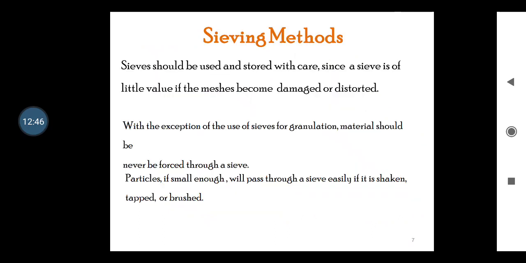So sieves should be used and stored with care, since a sieve is of little value if the meshes become damaged or distorted. With the exception of the use of sieves for granulation, materials should never be forced through a sieve, and the particles, if small enough, will pass through a sieve easily if it is shaken, tapped or brushed. So that is nothing but the limitations concerned with this.